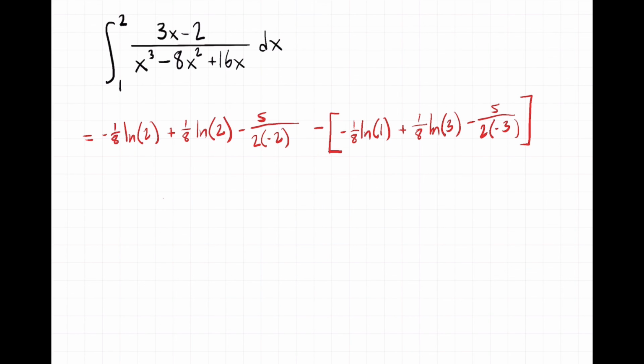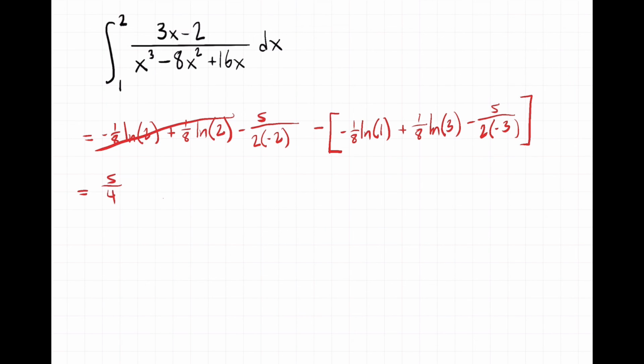And let's give ourselves a little bit more room here. And let's just simplify our answer, work the rest of this out as best we can, and see what our result is. So I've got negative 1/8 natural log of 2 plus 1/8 natural log of 2. Those two cancel each other out. They're gone. Minus 5 over 2 times negative 2. Well, that means that whole thing is positive, and it's 5/4.